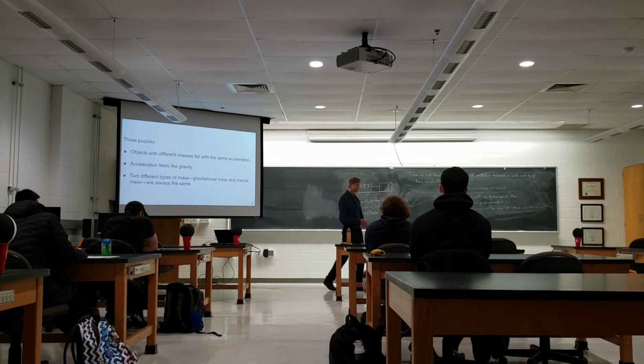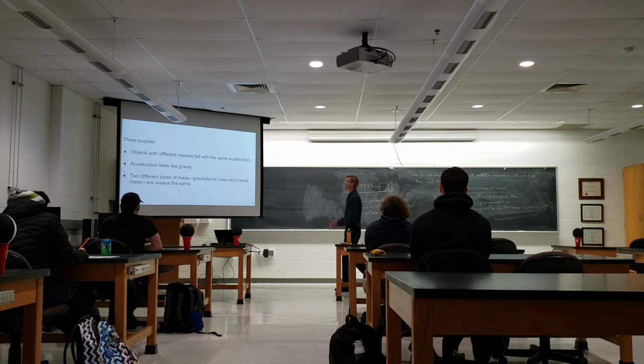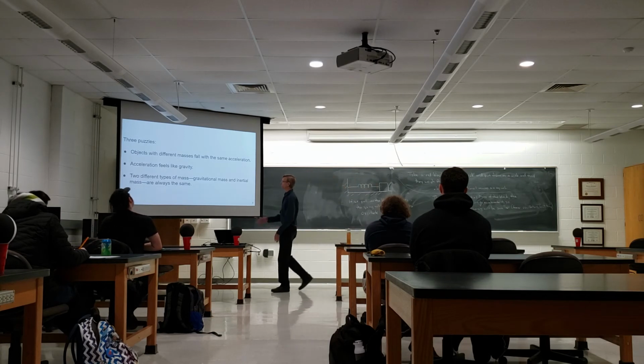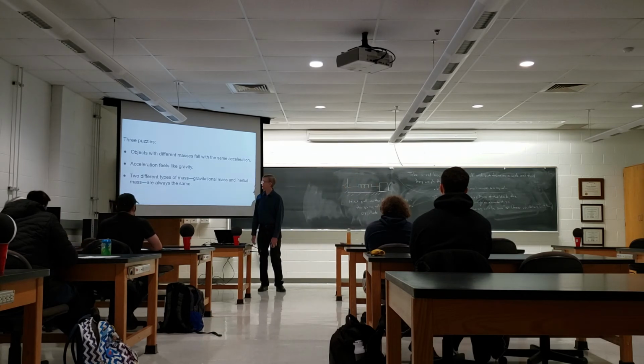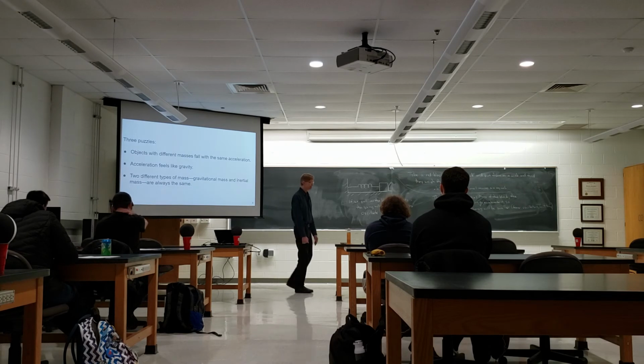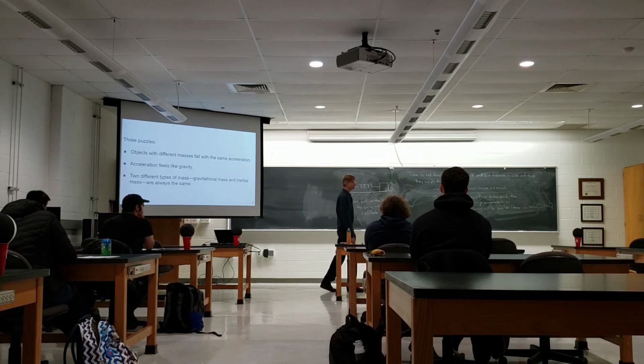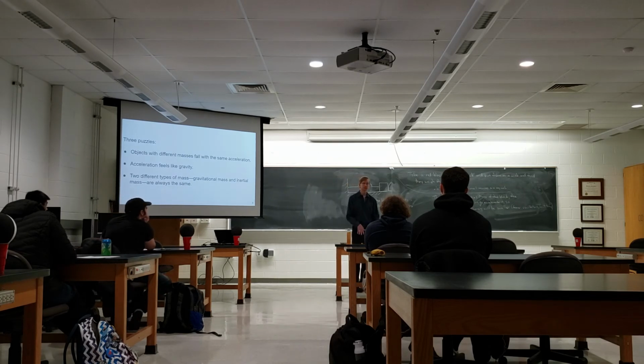So Einstein was puzzled by this. Einstein was puzzled by the fact that we always find that the gravitational mass and the inertial mass are the same, because really we're determining them via two fundamentally different things.